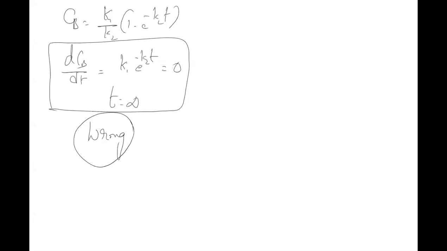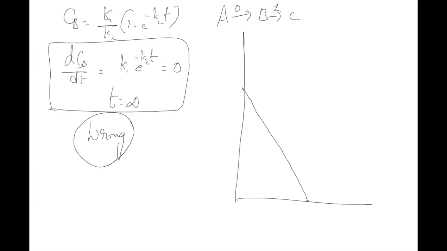So why are you getting t equal to infinity? What is wrong here? Now if you look at the reactions here, what is the reaction? A gives B, B gives C. A to B is zero order, B to C is first order. If you draw the profiles, what is the profile of A? A will become 0. A to B is zero order, so it is a straight line. A becomes 0 when t is CA naught by K1.